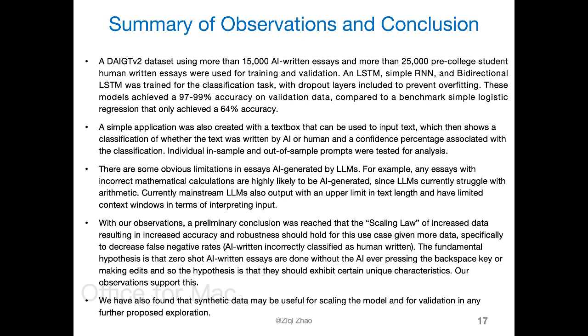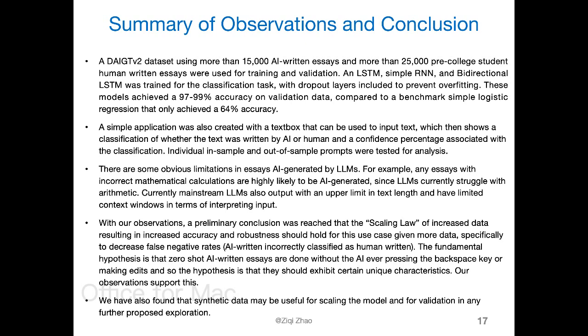The simple application was created. I used the LSTM, simple RNN, and bidirectional LSTM models for the classification task, training on 30,000 plus essays and validating on 8,600 or so essays, achieving 97 to 99% accuracy with all 3 models, compared to a simple logistic regression with only 64% accuracy for benchmark, right? I also created a simple application, a text box that classifies the essay as AI or human, and also gives the confidence percentage to go along with that.